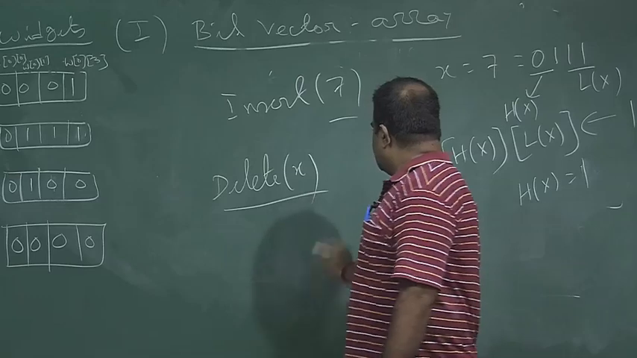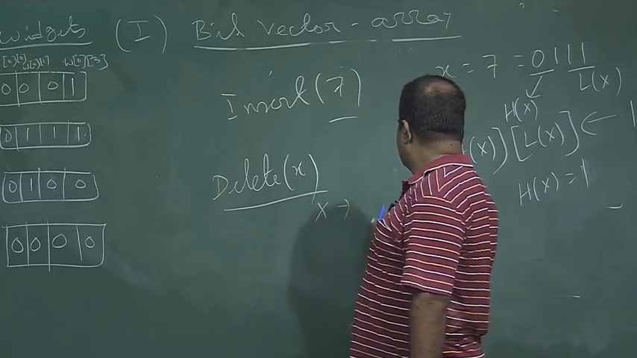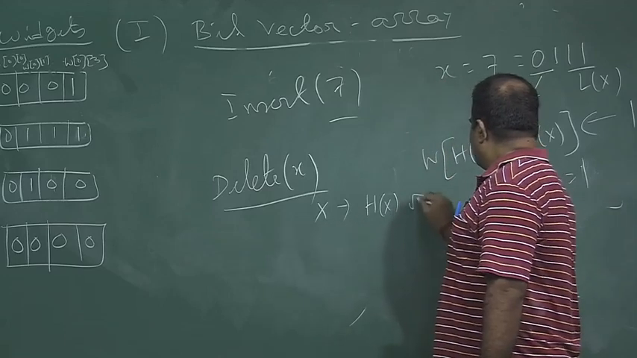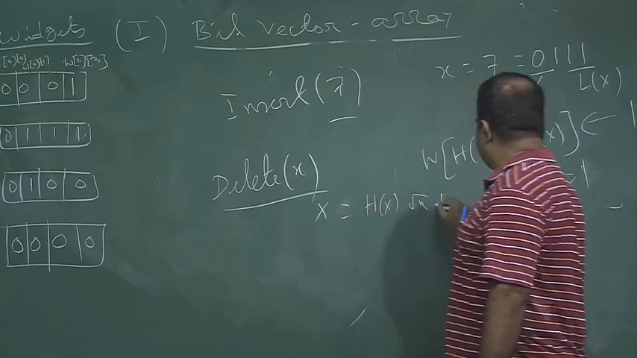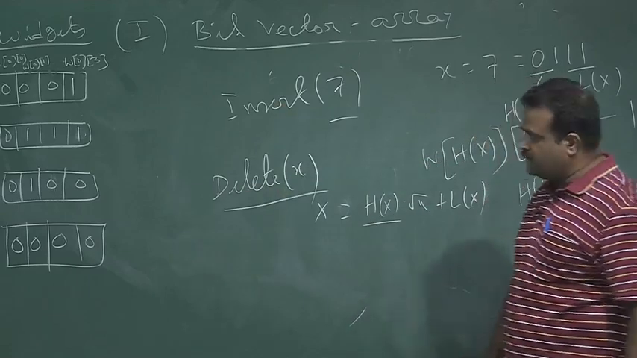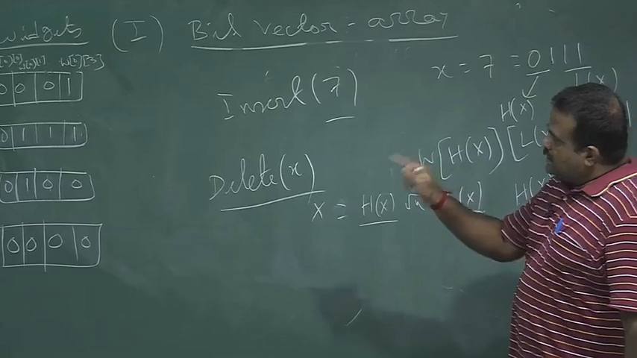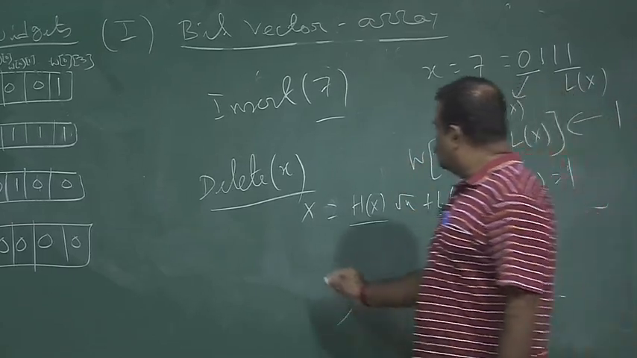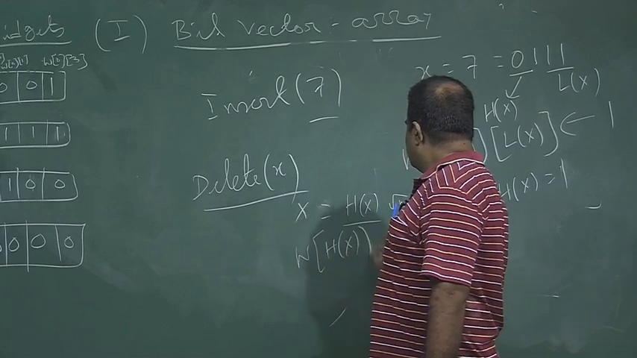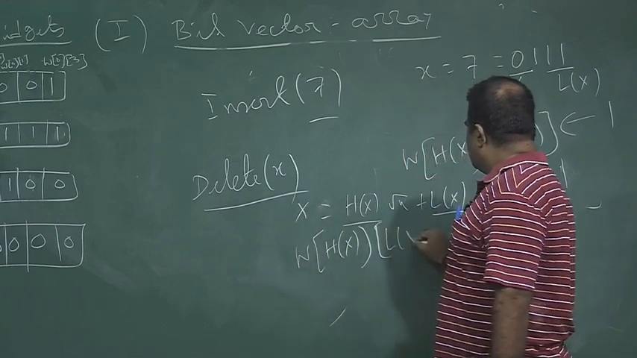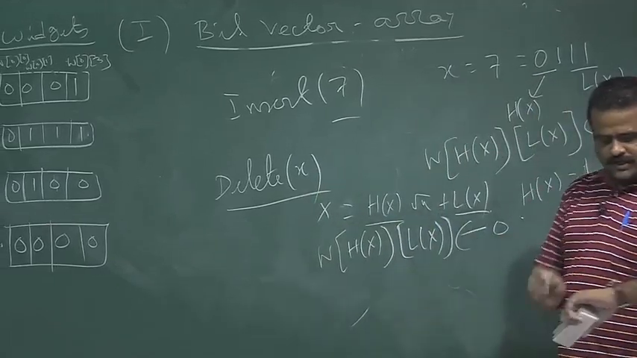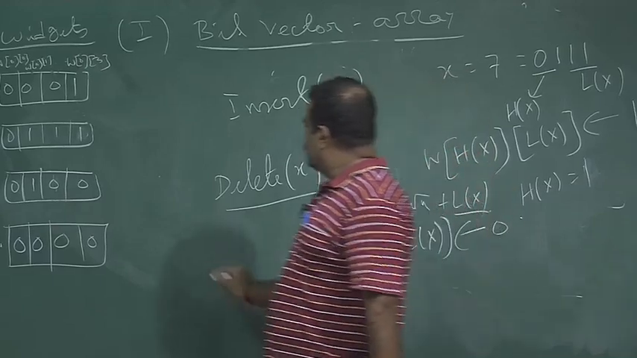So, we will take this x and make it into 2 parts, high of x times root u plus low of x. So, this denotes which block it belongs to, and this is the position in that block. So, we will go to that particular field, w of high of x, and then make low of x 0 for deletion. So, how much time are we spending there? It is just constant time.